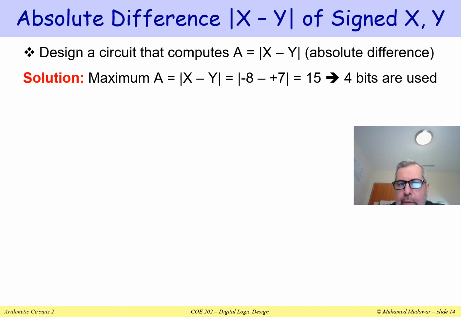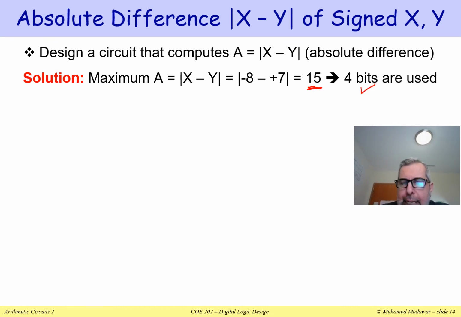Well, the maximum value of the absolute difference: what is the minimum value of x minus y? It is -8 minus +7. This will give me -15. So the absolute value of -15 is 15, and since it is 15, it can never exceed 15. Then you need 4 bits, because you can represent here any number between 0 and 15. 4 bits will be sufficient for the absolute difference.